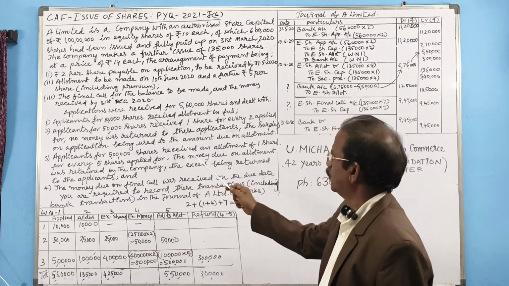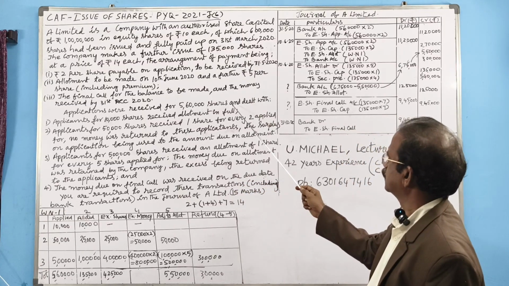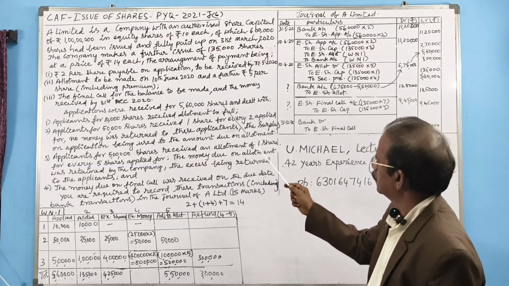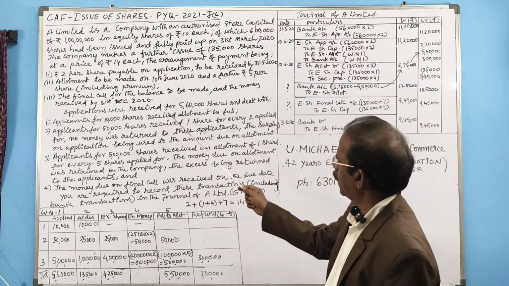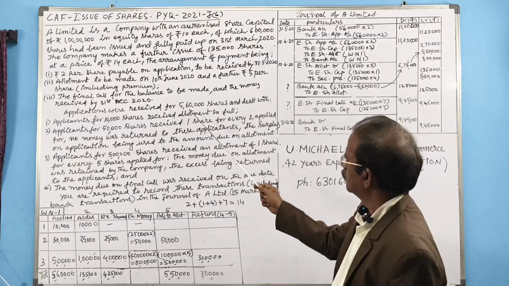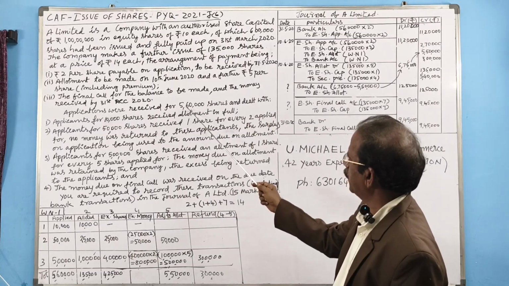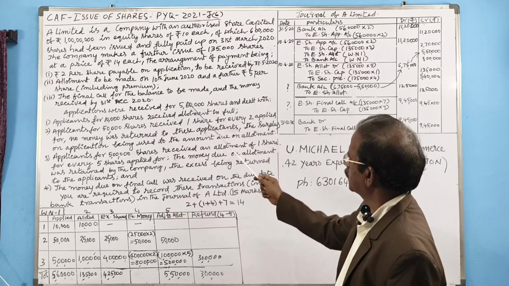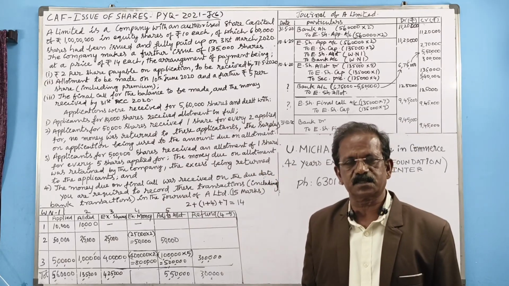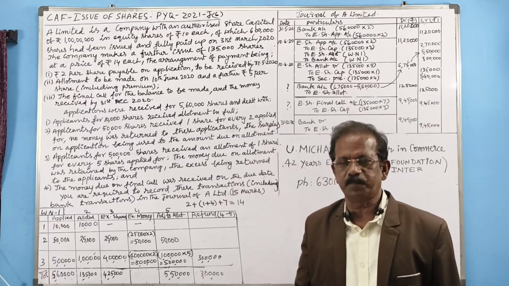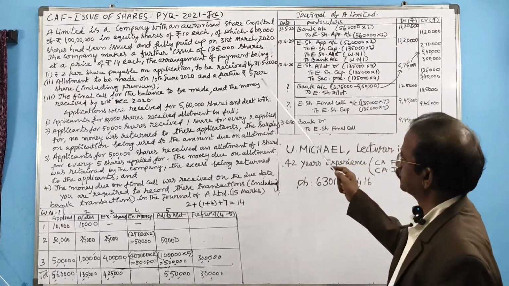Applications were received for 5,60,000 shares and dealt with as follows. When you receive applications for a certain number of shares, you can make an entry for this number of shares. 5,60,000 shares were applied for by the public. For this, we should make an entry.